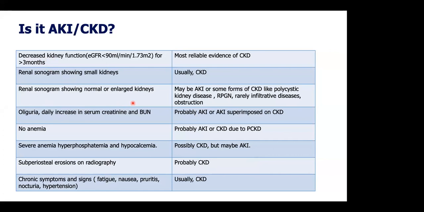If a child presents with oliguria and a daily increase in serum creatinine and blood urea, it would mostly be AKI, but it can also be AKI superimposed on CKD. The others, like having anemia or certain bony changes, would mostly account for possible CKD, and certain chronic symptoms like fatigue, pruritus, nocturia and hypertension would certainly indicate CKD.